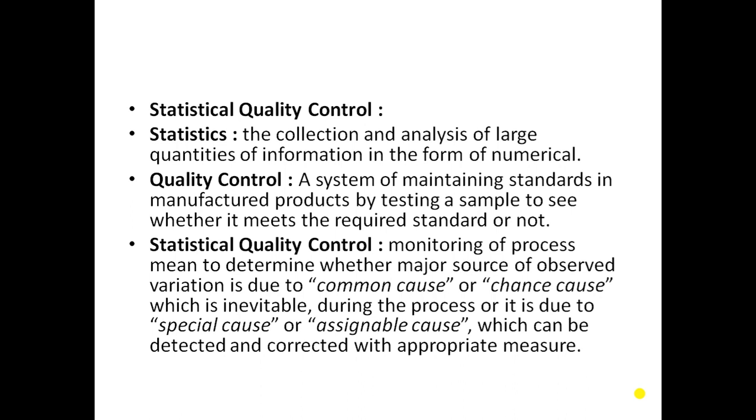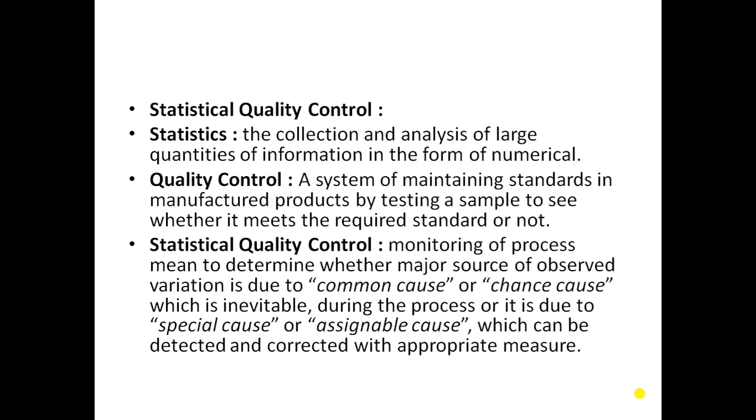Now before going to the control chart, we must tell, because this is a tool of statistical quality control. So what is statistical quality control? Statistical quality control is the collection and analysis of large quantities of information in the form of numerical data, different collected data, or information about the process and process control. And quality control is a system of maintaining standards in manufactured product by testing a sample to see whether it meets the required standard or not.